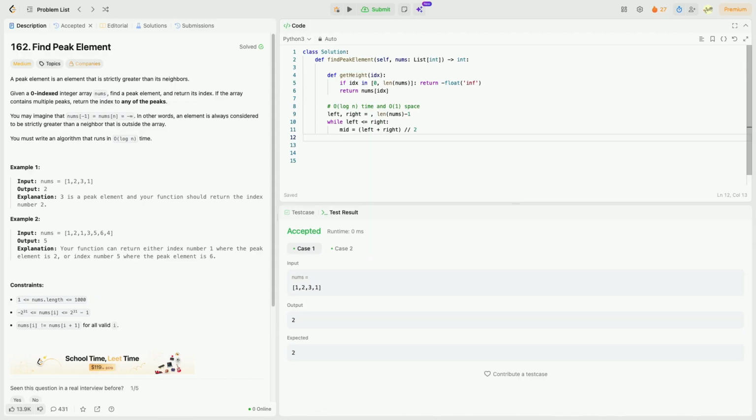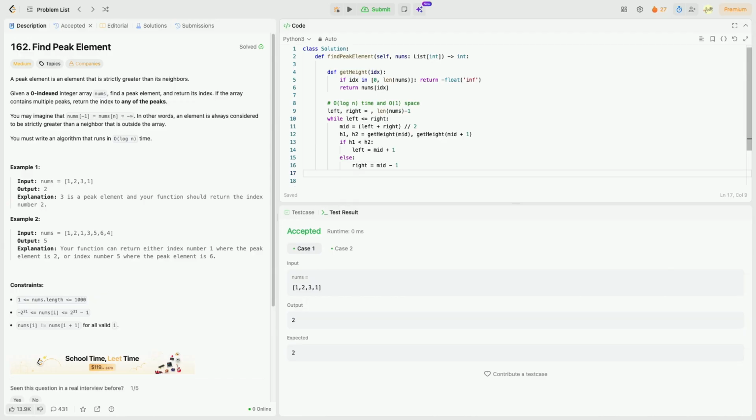So what we're going to do is take height 1, let's just call it h1, and h2, and we're just going to get those height values, and this one is mid plus 1. And now we're going to make a decision. If h1 is smaller than h2, that means we have to go into the right sub-array. So we're going to say that left equals mid plus 1. Otherwise, right equals mid minus 1. And the plus 1 and minus 1 is important so that we don't run into an infinite loop.